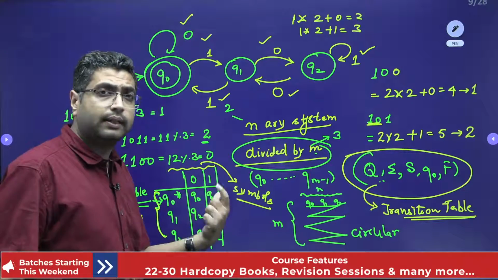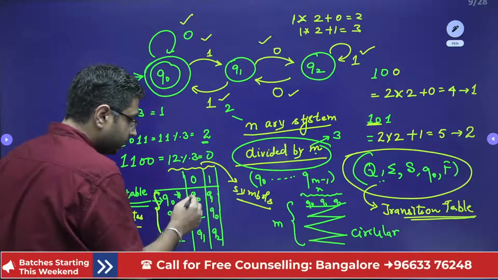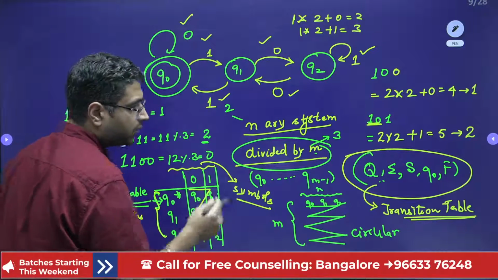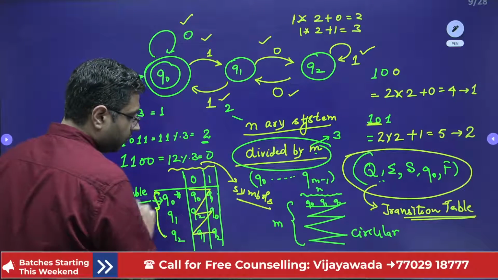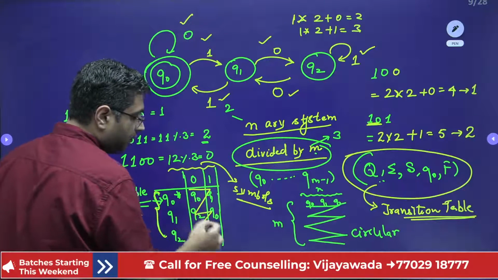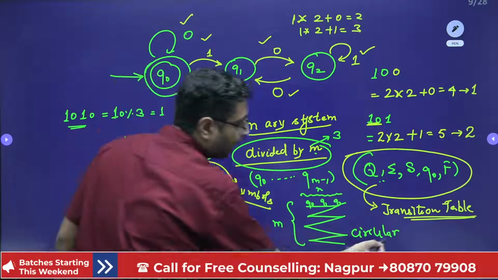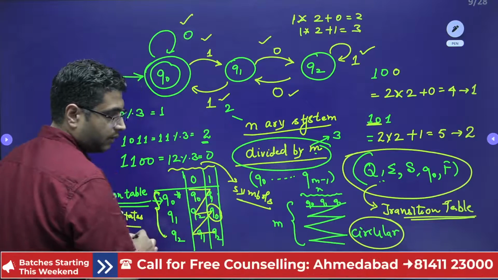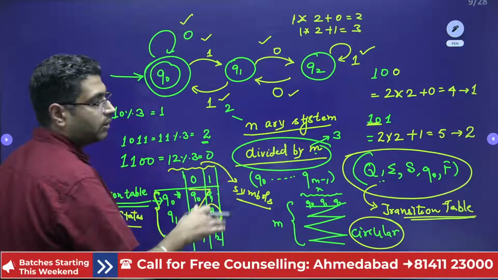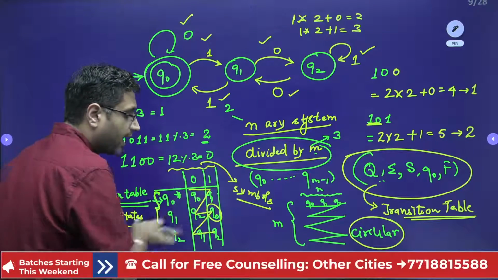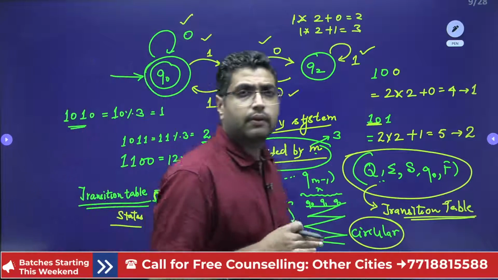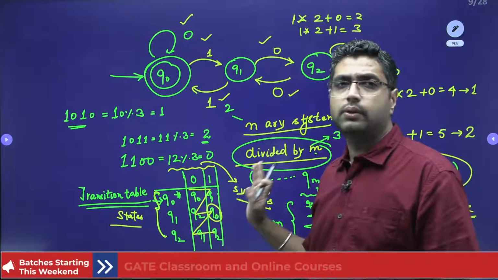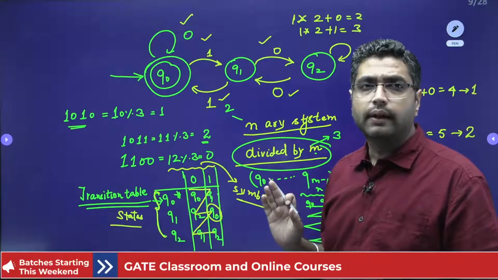Now how will you fill the table? Left to right, top to bottom, in a circular manner you have to fill Q0, Q1, Q2, the states, then Q0, Q1, Q2. Why am I saying circular? After you complete Q0, Q1, Q2, you again start with 0. So in a circular way, you are going to fill the states in a zigzag manner, right? You will start with Q0, Q1, Q2, then Q0, Q1, Q2 again.